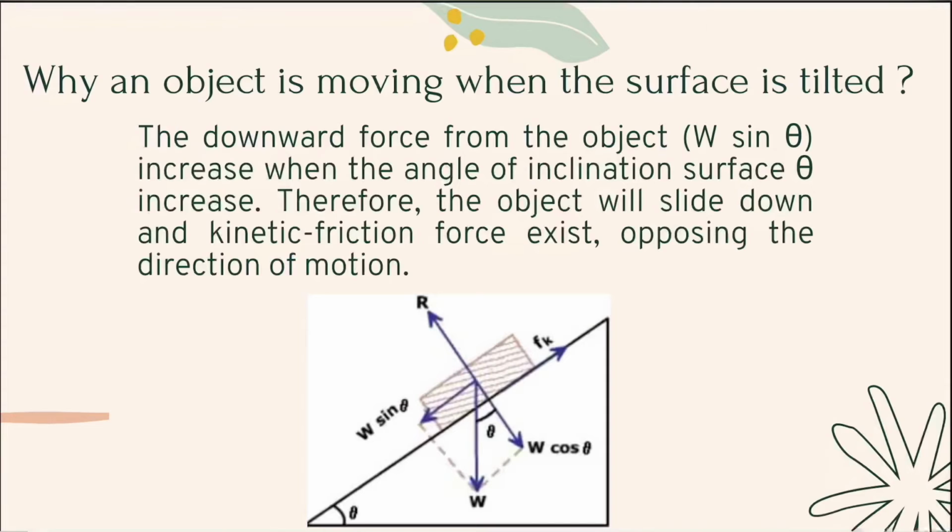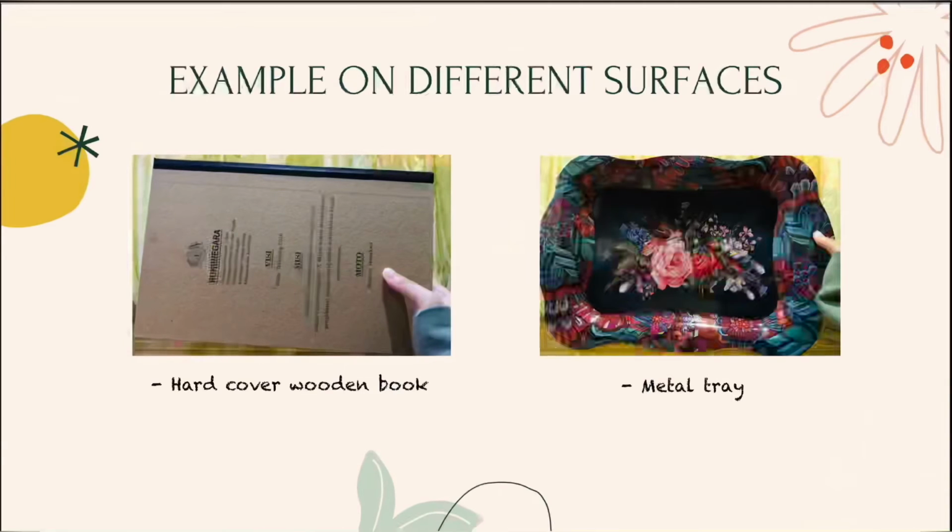As you can see from the previous video, why an object is moving when the surface is tilted. The downward force on the object, which is W sin θ, increases when the angle of inclination of the surface, θ, is increased. Therefore, the object will slide down and kinetic friction force exists opposing the direction of motion. You can see from the free body diagram below. Let's move on to the example of friction force on different surfaces.